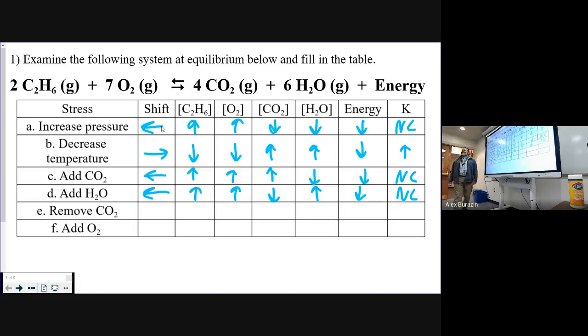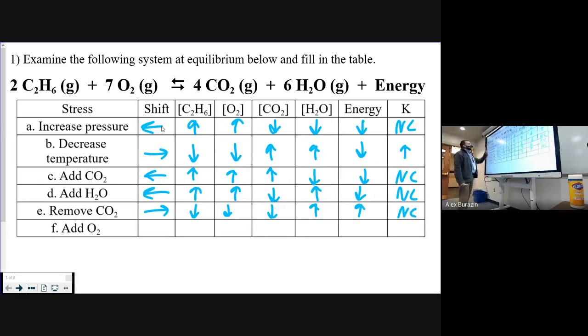I'm flying through this. I hope you're following my logic as I talk. Remove CO2. First arrow I put in is that. As a result of that removal, I need to shift to replace what I took. We shift to the right. Reactants will go down. The other products will go up. And K will go unchanged.